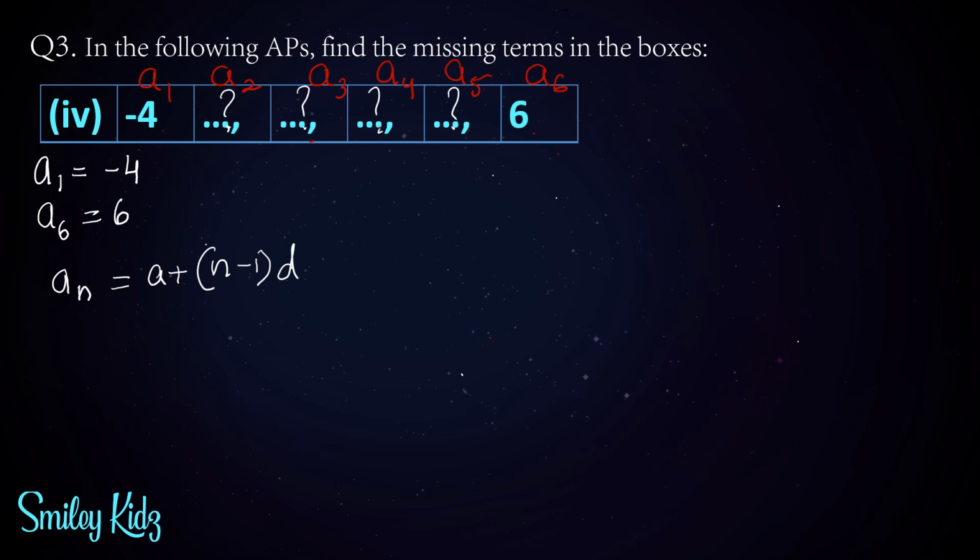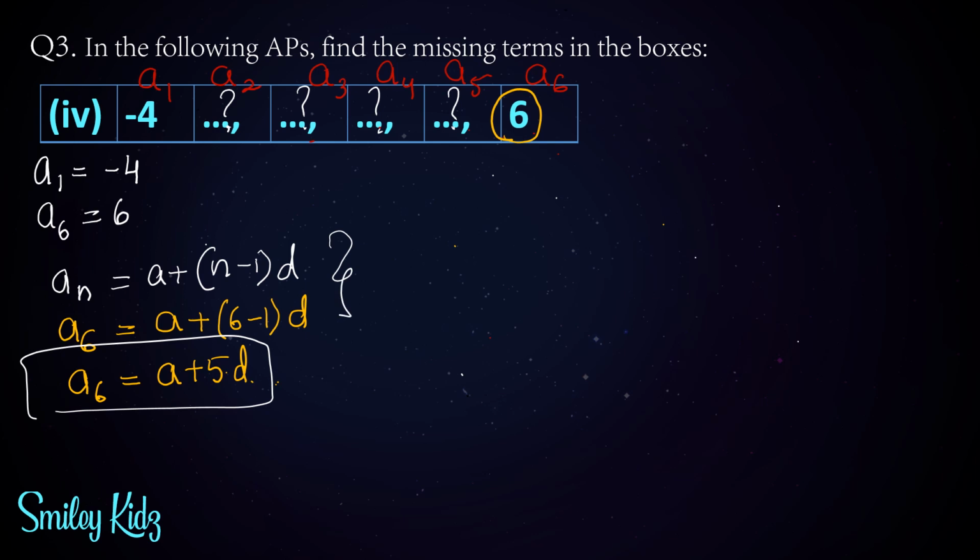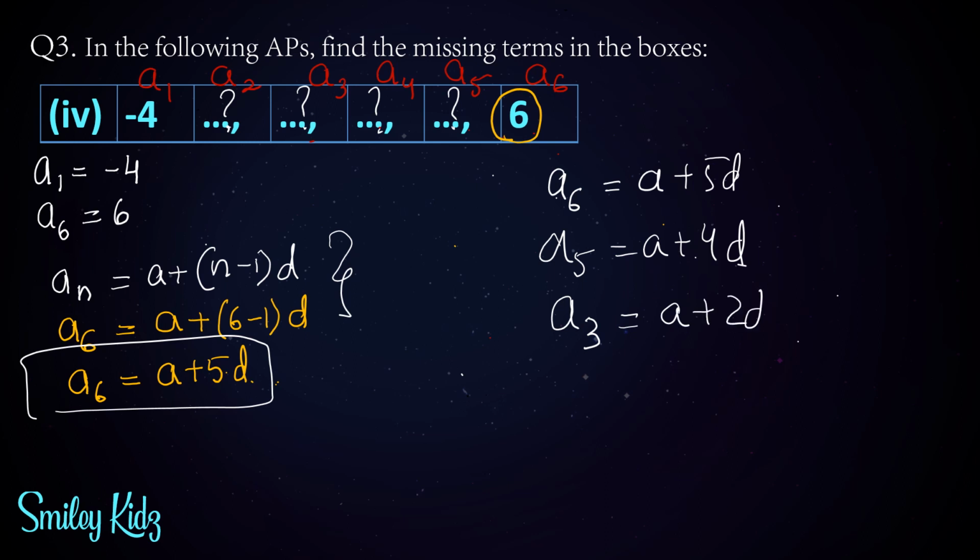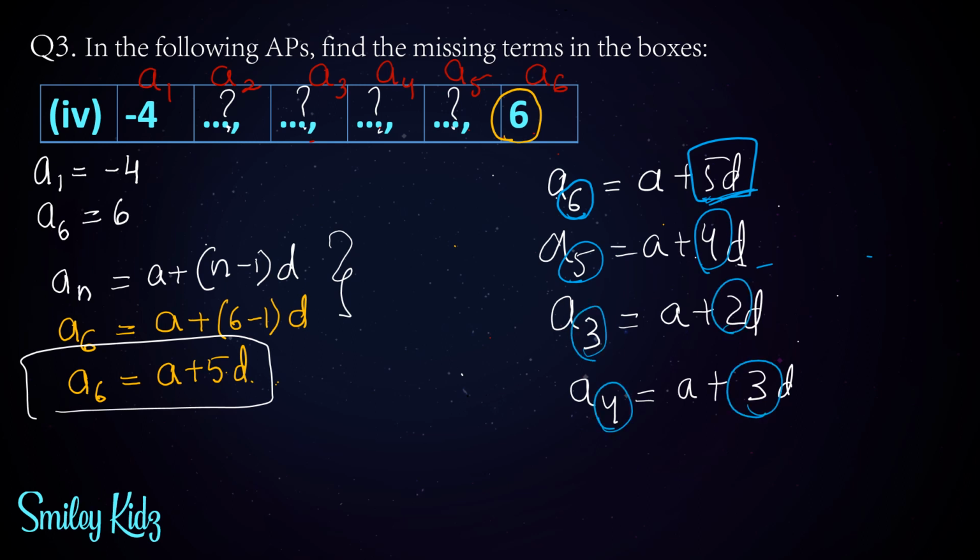Now, we know the value of A6, isn't it? So, I'll just write A6 is equal to a plus 6 minus 1 into d. Now, A6 will be equal to a plus 5d. Now, what am I trying to extract? Instead of doing such a long process, if it is A6, it will be a plus 5d. And if it is A5, it will be a plus 4d. If it is A3, it's going to be a plus 2d. If it is A4, it's going to be a plus 3d. Now, what is the pattern you're observing over here? If it is 6, then it's going to be the preceding term, which is 5d. 5, 4, 3, 2. So in that way, you can easily extract.